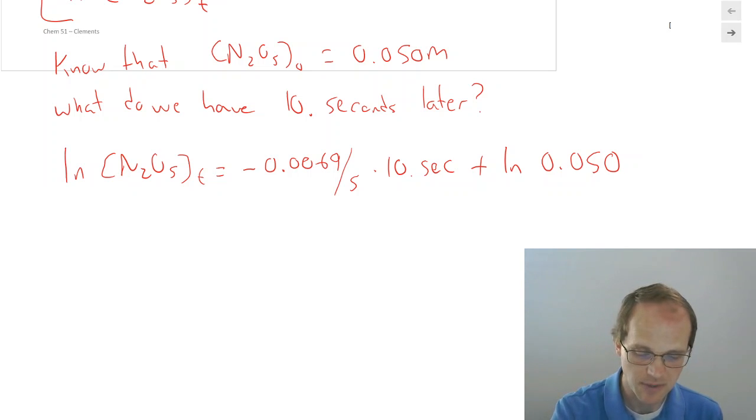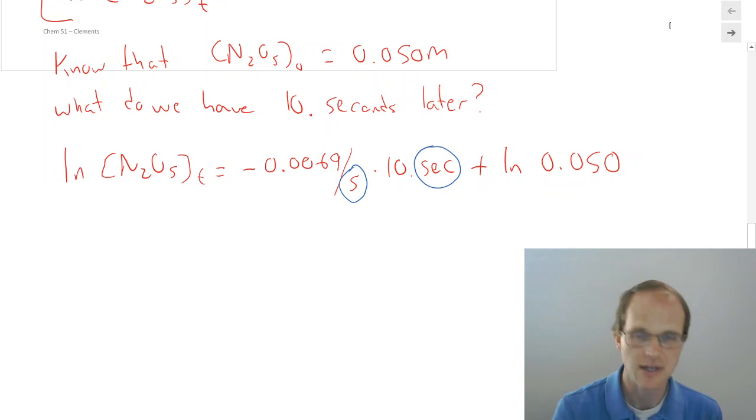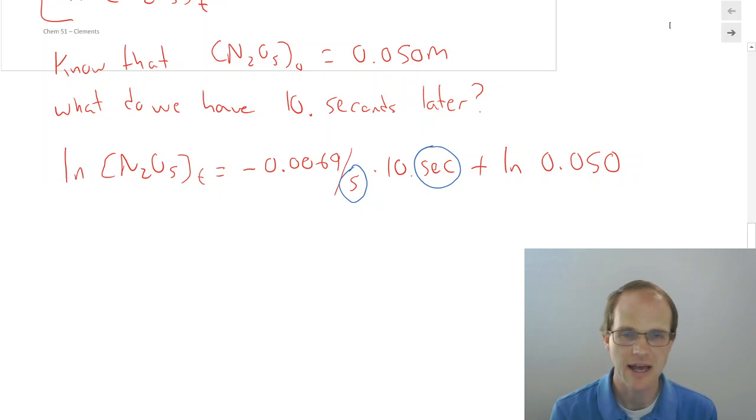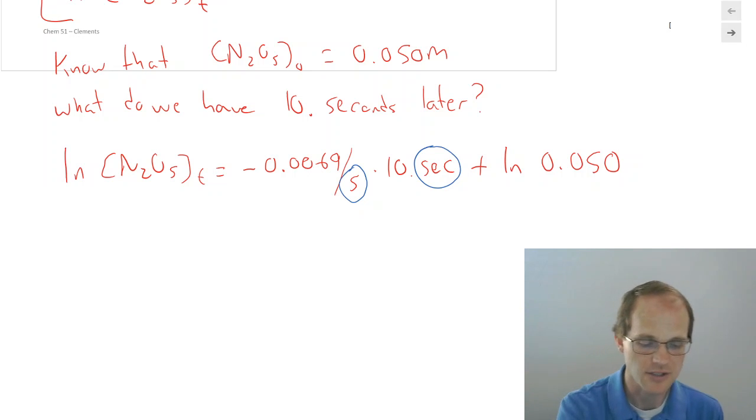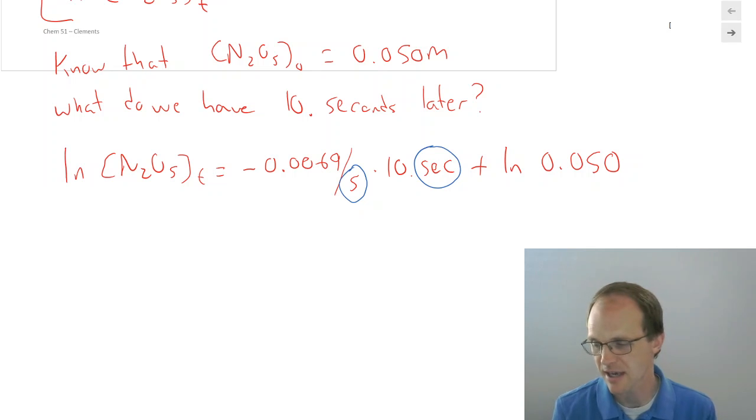One important thing to keep in mind is that these units have got to match. Occasionally, you're going to say, oh, I want to know how many hours later is my concentration. And if your K is in units of per second, you've got to make sure to do that conversion. Our concentrations have to be in molarity because that's how we defined all these things. And so that's just what we get.